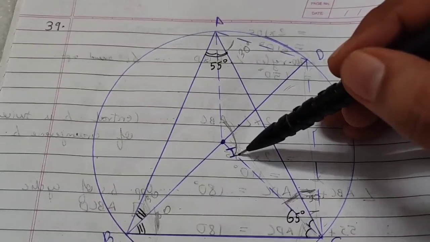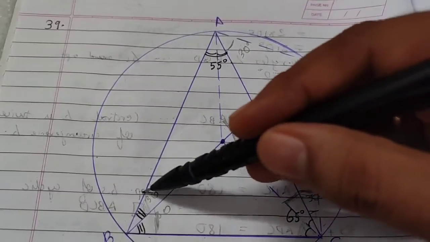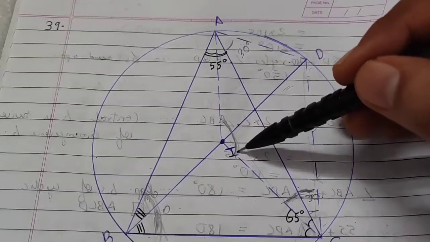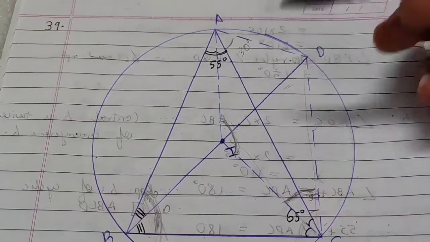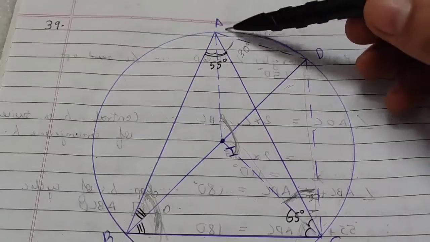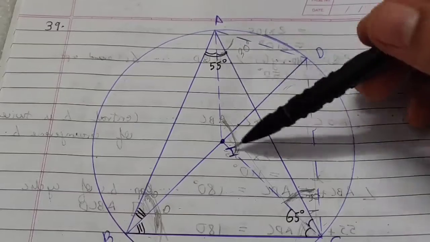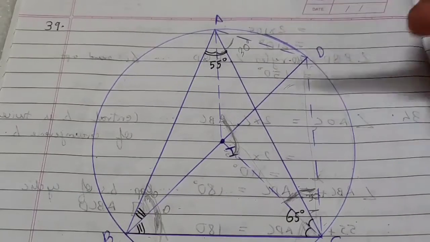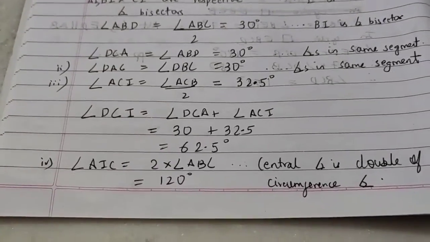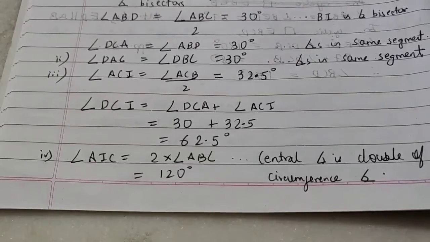It's going to be double of angle ABC. Angle ABC was 60, so angle AIC will be 120. There is another way to solve this. If you use angle sum property in triangle AIC, I know this angle, I know this angle, so angle sum property can give you this angle. So there are multiple methods. You should try solving on your own rather than just copying from here.